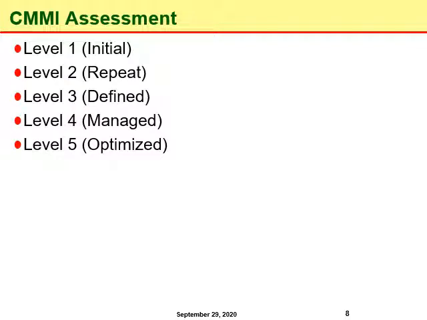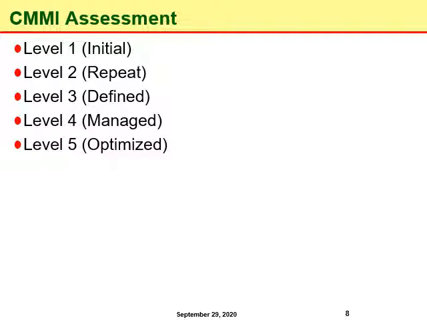Then the levels in CMMI. Just like CMM, it also has 5 levels, that is initial, repeatable, defined, managed, and optimized. So the first level, that is initial, describes an immature organization without any defined processes, and in fact those processes run in an ad hoc, uncontrolled, and reactive manner.